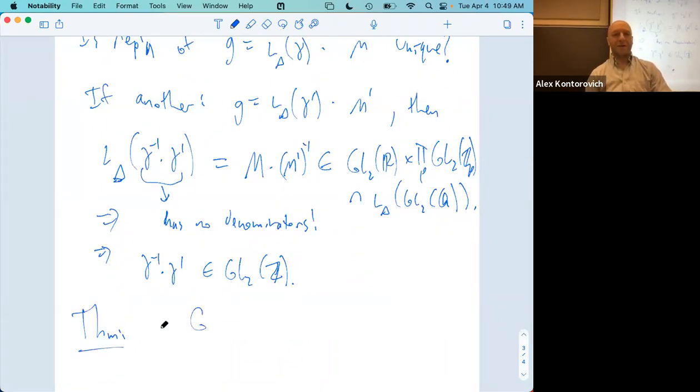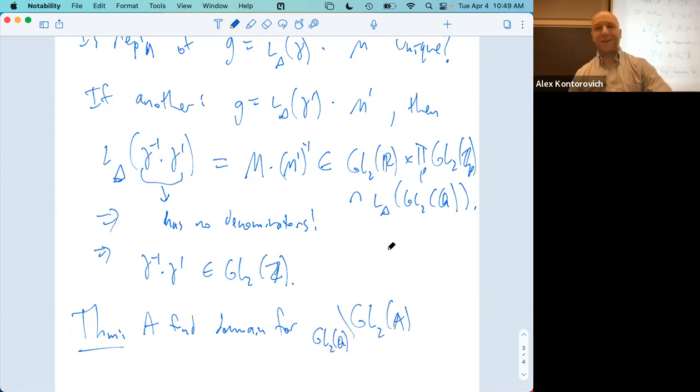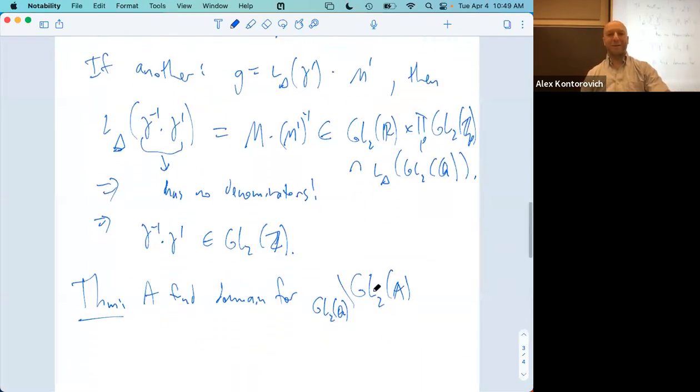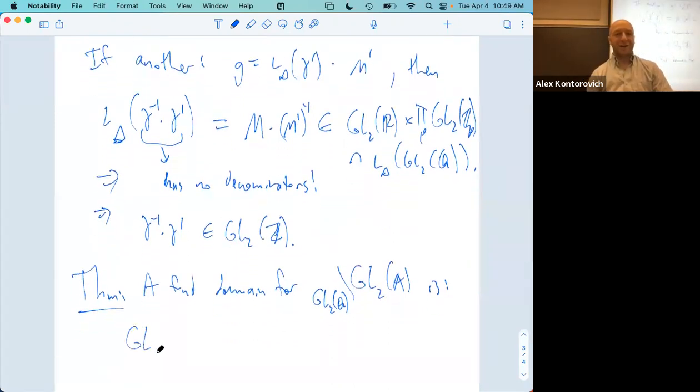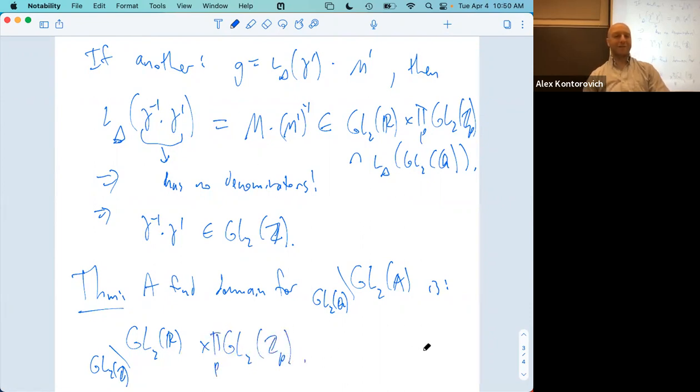What we've proved is that a fundamental domain for GL2A mod the action of GL2Q, and I'm going to stop putting the iotas now because I think it's overkill, and I think we know what everything means, is the set GL2R mod GL2Z in the real place, cross the product over all primes of GL2ZP.